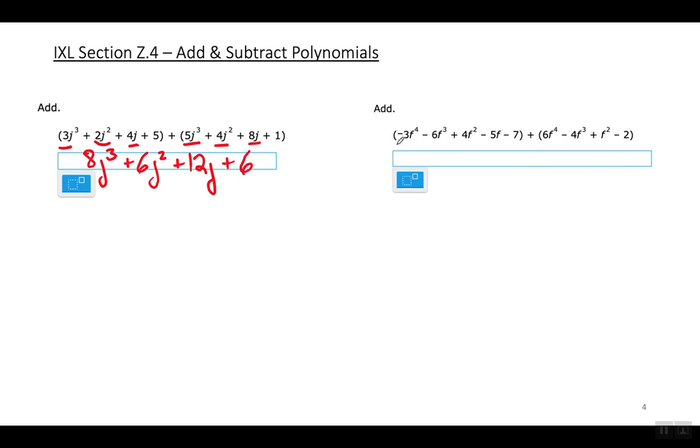Very simple. Over here, negative 3f to the fourth power plus 6f to the fourth power. You're just doing negative 3 plus 6, which gives you positive 3f to the fourth power. Negative 6f to the third power minus 4f to the third power. You're just doing negative 6 minus 4, which gives you negative 10f to the third power. 4f squared plus f squared. Remember, there's an invisible 1 here. That's going to give you 5f squared. Negative 5f. There's nothing to combine it with, so it stays by itself. And negative 7 minus 2 is negative 9, and that's my answer.